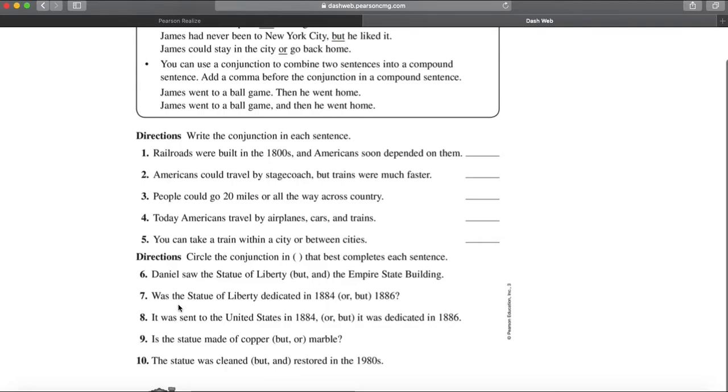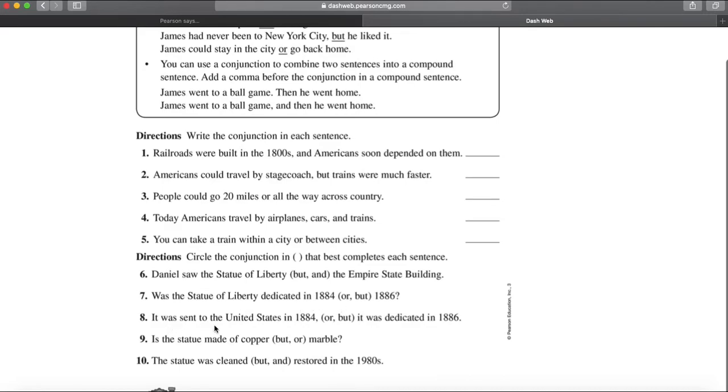Excellent. Number 7. Was the Statue of Liberty dedicated in 1884, but, or, 1886? Am I choosing or showing something different? I'm choosing. I'm asking a question. Dedicated in this year or in this year? So the conjunction here is or. Excellent.